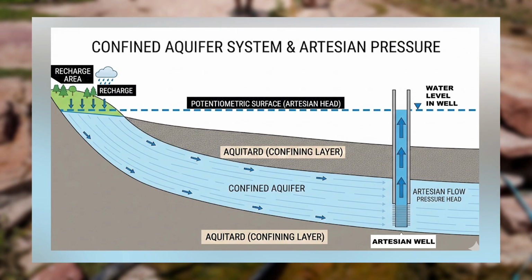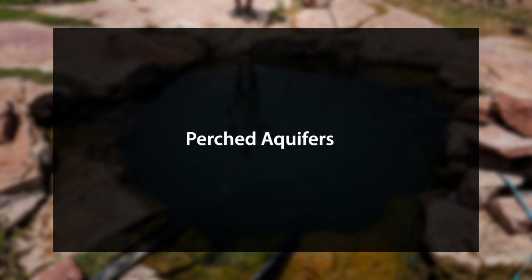It is under pressure. If you drill a well into a confined aquifer, the pressure will push the water up the well pipe to a level higher than the actual top of the aquifer. And the final aquifer type is the perched aquifer.